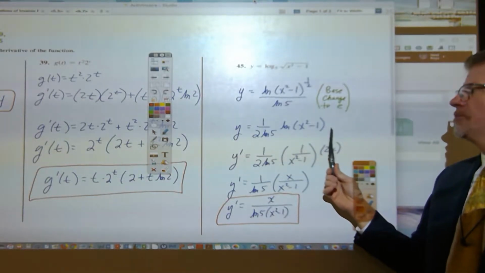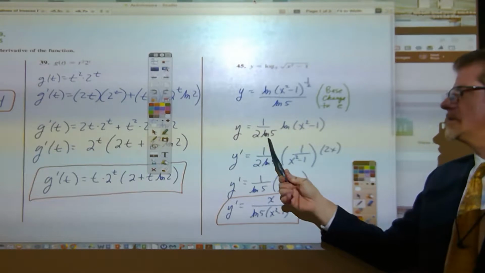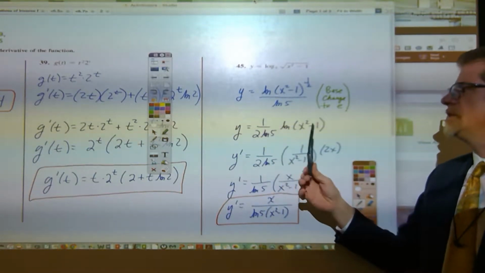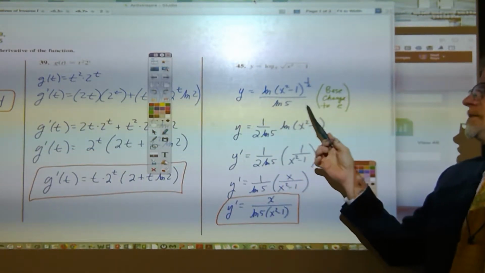Then I made two moves. I brought the 1 over natural log 5 out front, just tagging along for the ride. The derivative process has no effect on this passenger.